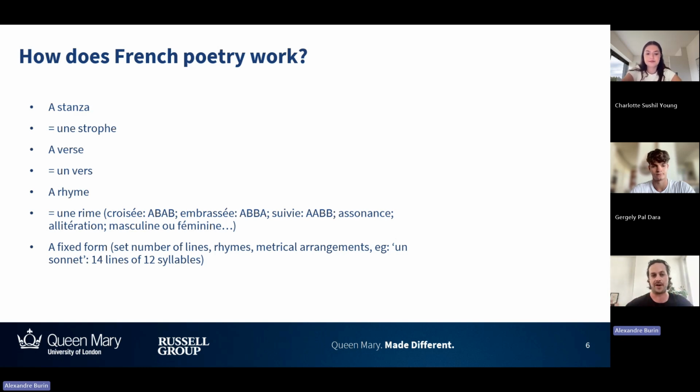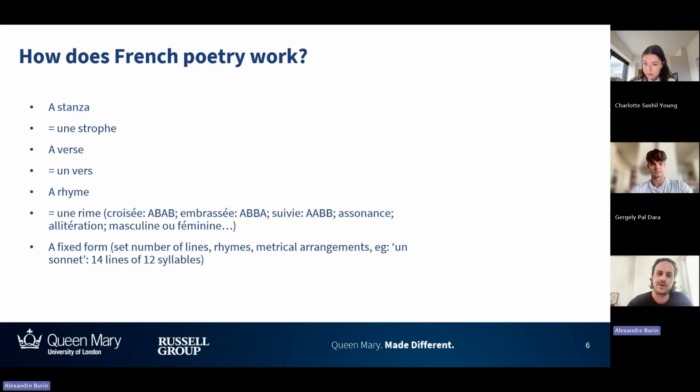We've got different sorts of rhymes. We've got croisé, which means there's one rhyme and then two rhymes and then another rhyme. Then we've got embrassé, suivi, and then, within the verse, you will have assonance, allitération, masculine or feminine rhymes as well. So everything really sounds like music. We're going to have a closer look at this shortly with a poem. And usually we've got fixed forms where I'm talking about traditional poetry.